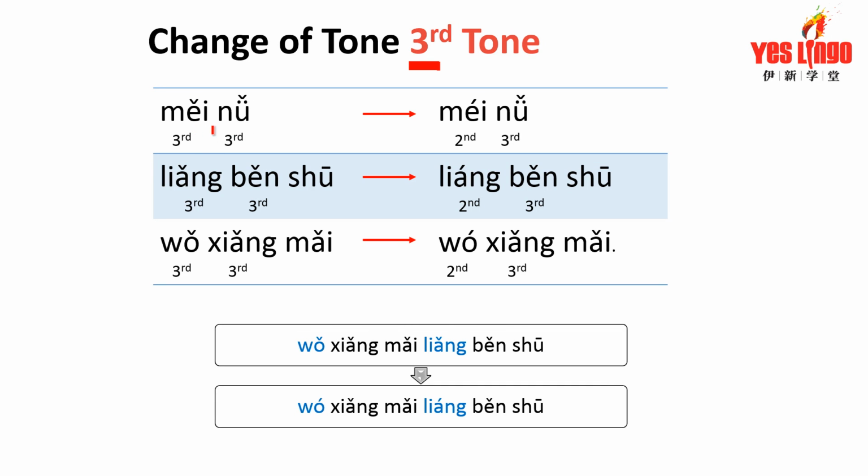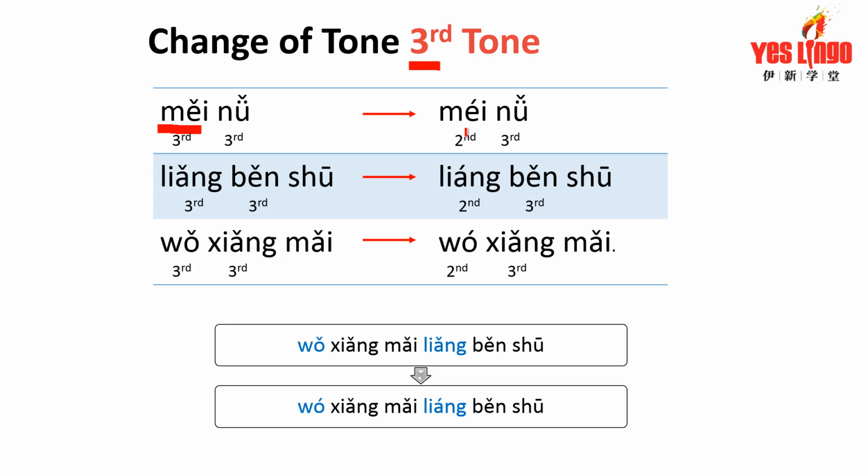These are two third tone syllables directly next to each other. And when you were saying it, you probably realized that it sounds kind of funky, kind of weird, and doesn't really flow out of my mouth very well. 美女. So instead, we change the first third tone into a second tone and it becomes 美女, 美女.